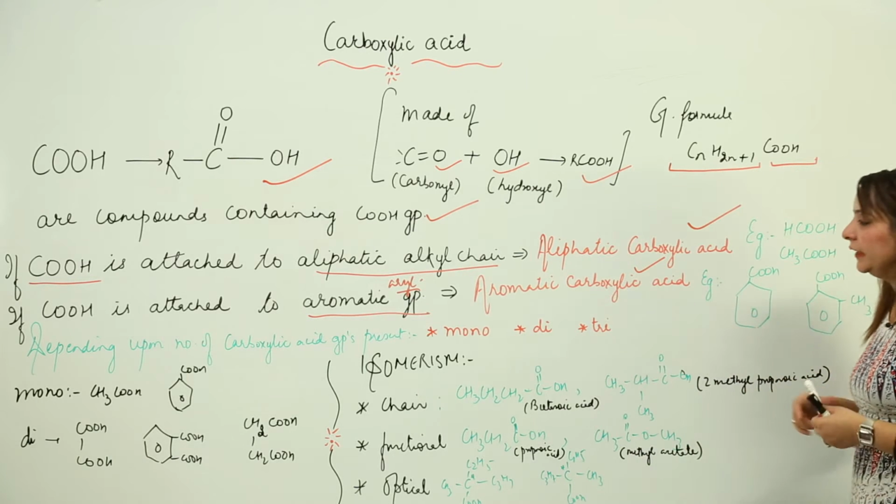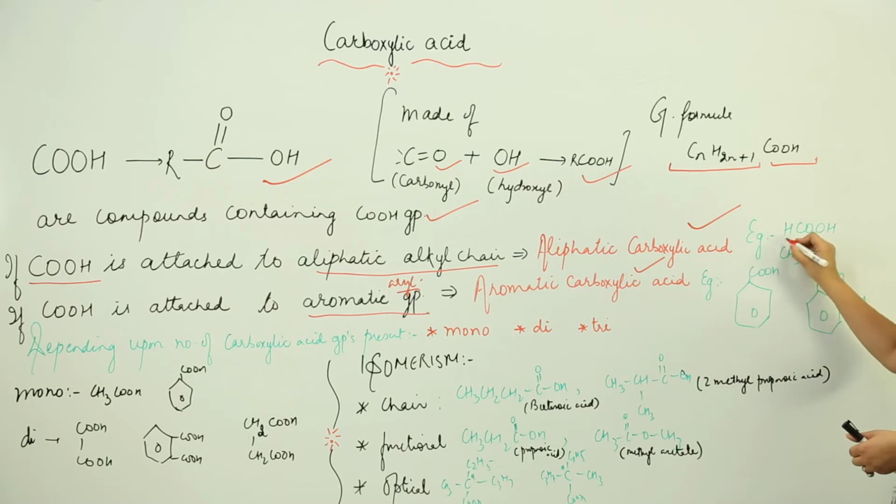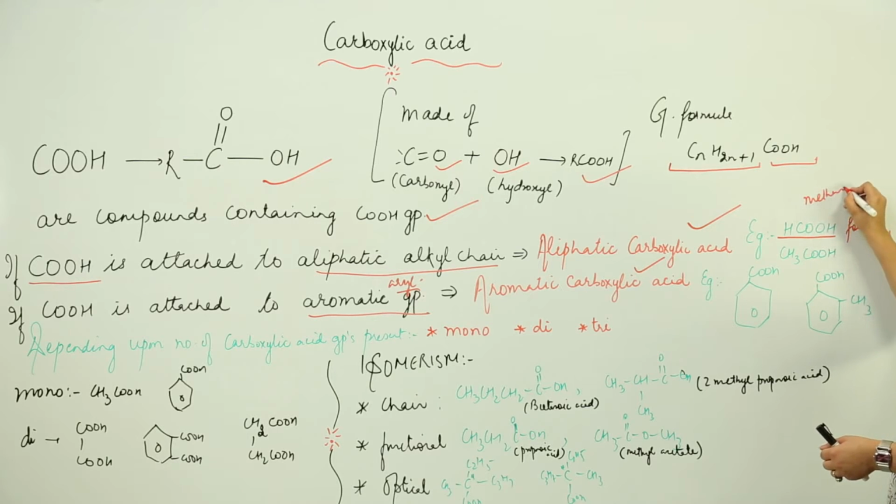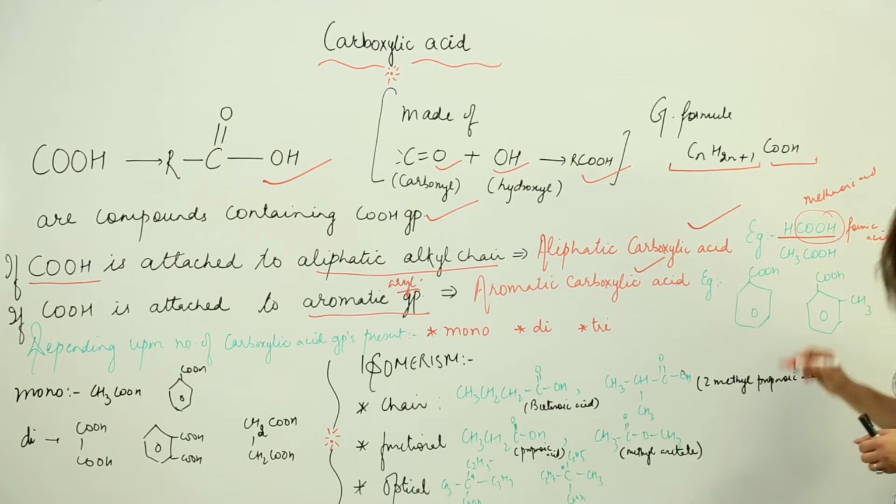Let's take a few examples. This is HCOOH. We know the common name is formic acid, and its IUPAC name is methanoic acid. Here COOH is present and there is no ring-like structure. So it is a member of aliphatic carboxylic acids.